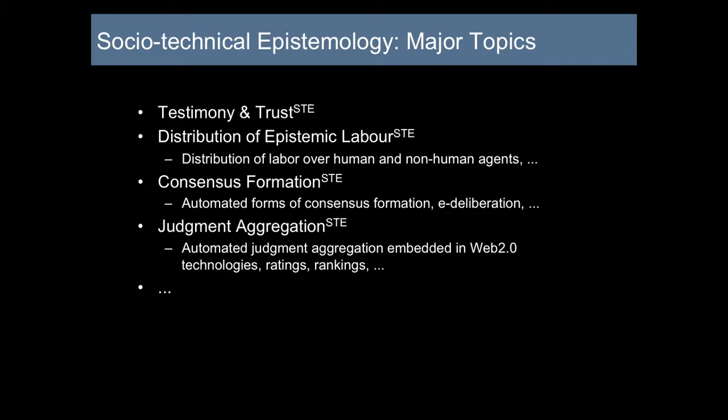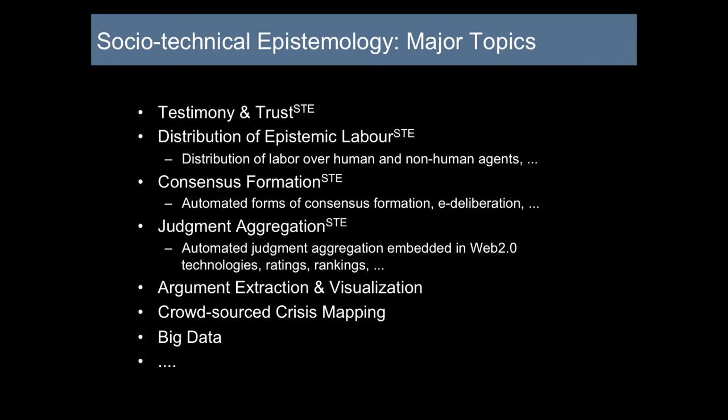However, there are, of course, also new topics that need to be scrutinized by epistemologists to understand what is going on in terms of knowledge creation. These topics include, but are of course not limited to, argument extraction and visualization, crowdsourced crisis mapping, and big data. So just to give you some ideas, argument extraction is about extracting arguments out of social media content and trying to visualize different arguments to counter them, to give a more balanced landscape of opinions and arguments, instead of just doing this on the level of words.